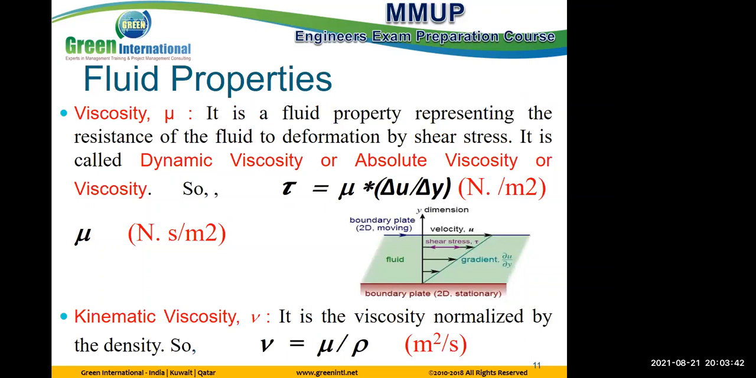Viscosity. Viscosity is one of the important properties in fluid mechanics. Let's see the definition to understand the equation created here. Viscosity mu is a fluid property representing the resistance of the fluid to deformation by shear stress.